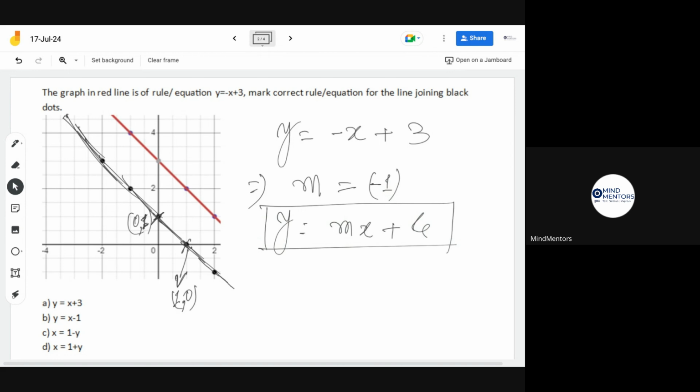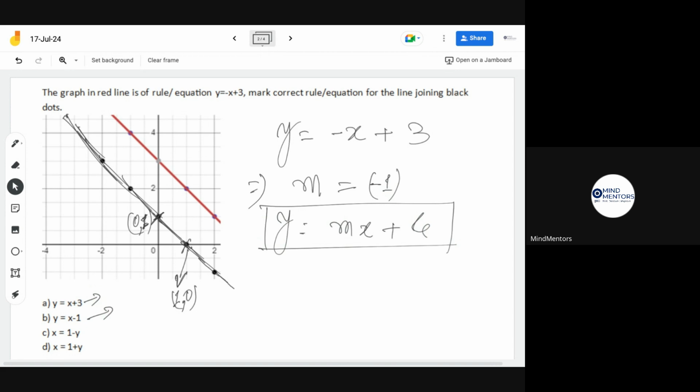which means the gradient for even the black line will be the same. Now, if you look at the gradient for the first line, which is y equals x plus 3, the gradient for that line is 1, which means this line is perpendicular to the red line. It will be somewhere, I don't know where, but it will be perpendicular to the red line. The second one, again, gradient is 1, which means it is going to be perpendicular.